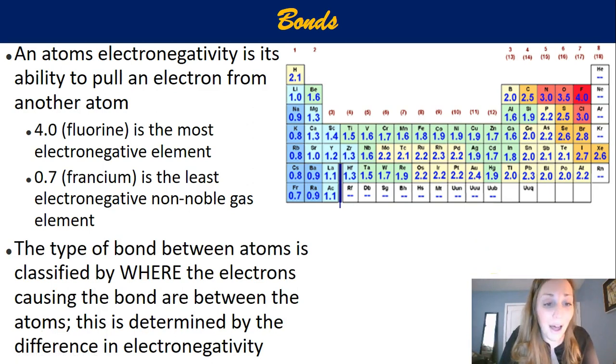The type of bond that exists between atoms is classified by where the electrons that are causing the bond are located between the atoms. And this is going to be because of the difference in electronegativity. Are the electrons exactly in between the two? Are they closer to one atom? Are they completely towards one atom and not even shared at all? That's what determines the bond type.